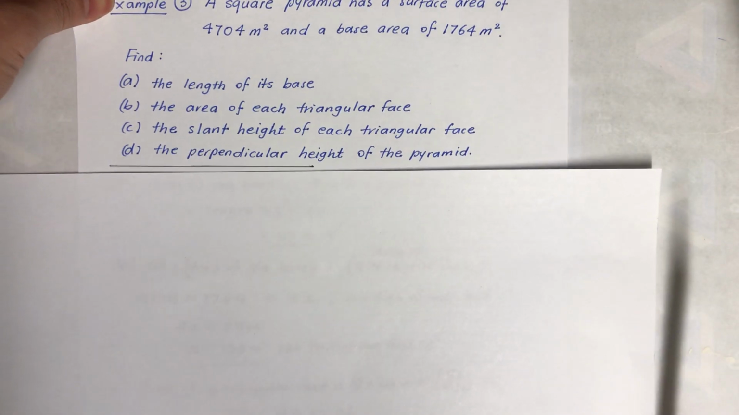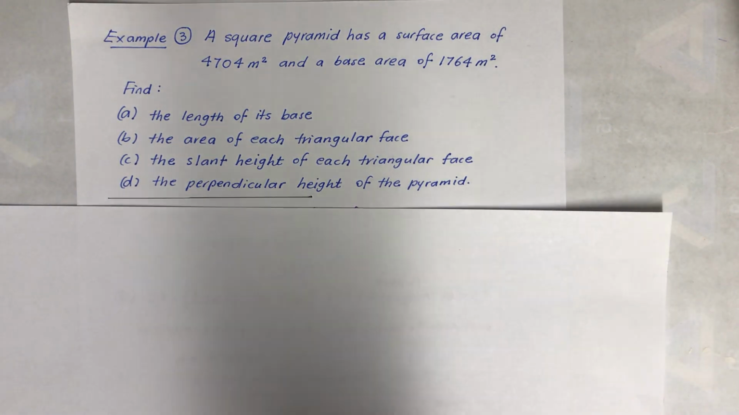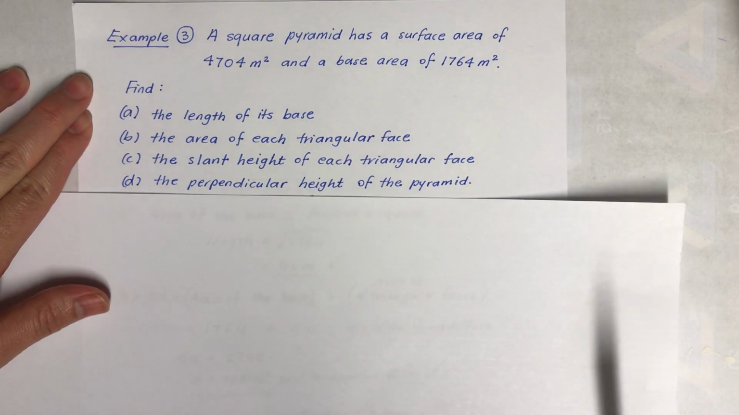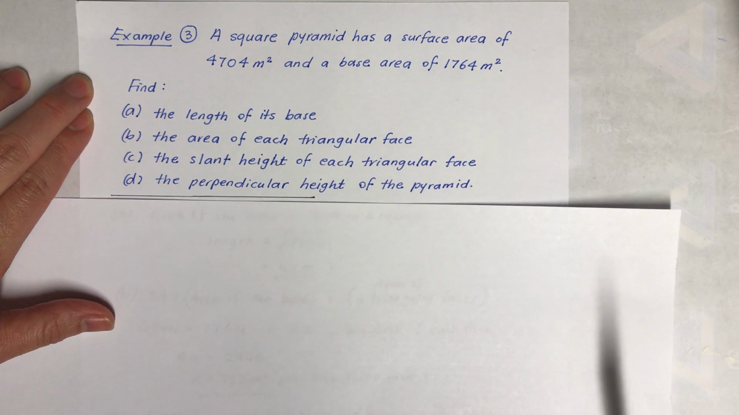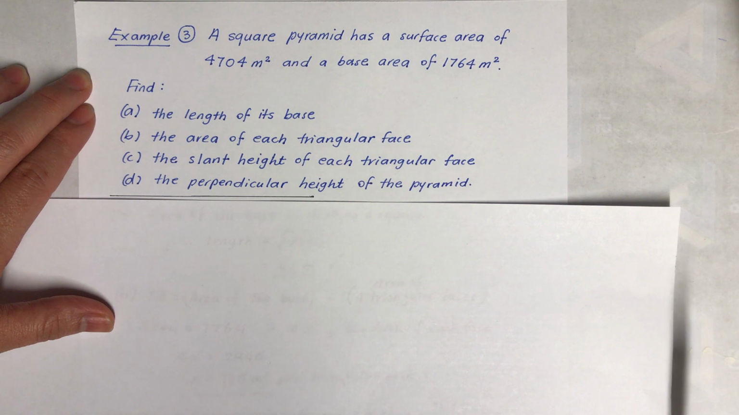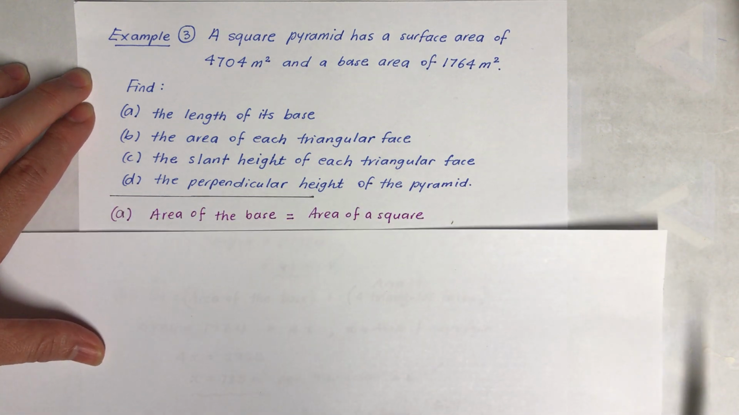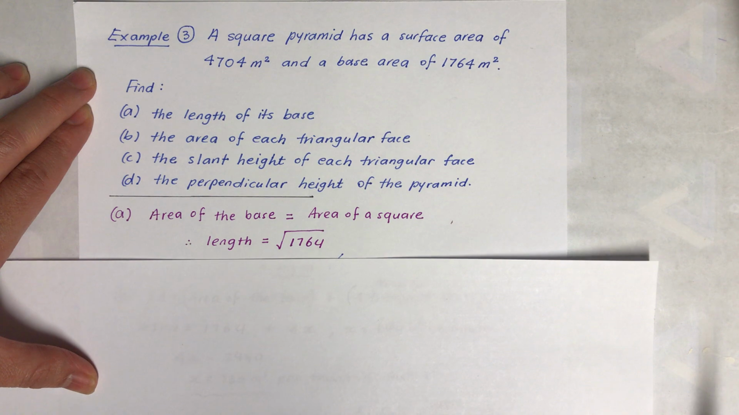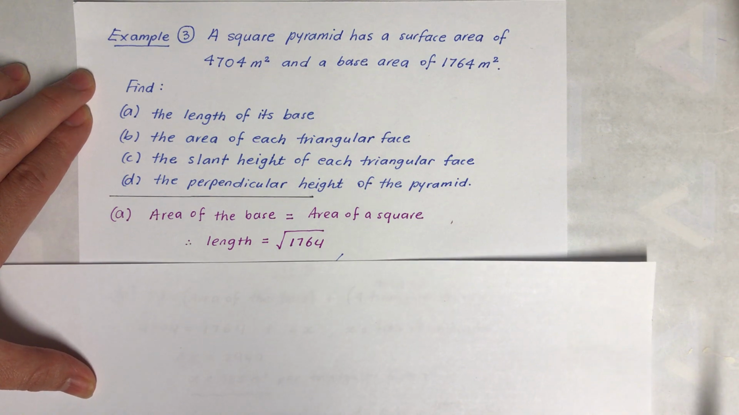Okay, next question. It's the last question. A square pyramid has a surface area of 4,704 meters squared and a base area of 1,764 meters squared. At least its base is a square, so it's a bit easier to calculate. Find A, the length of its base. So the area of the base was what? Area of a square, wasn't it? Because it's a square pyramid. And therefore we got the area, which was 1,764.